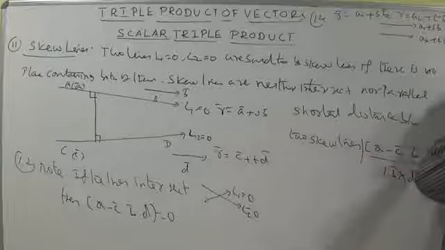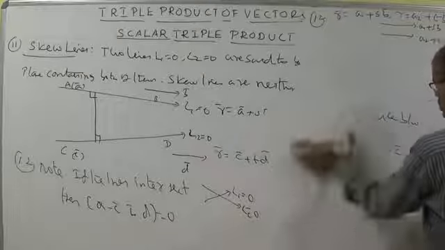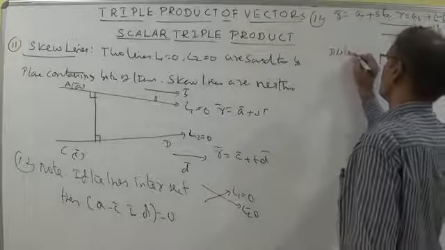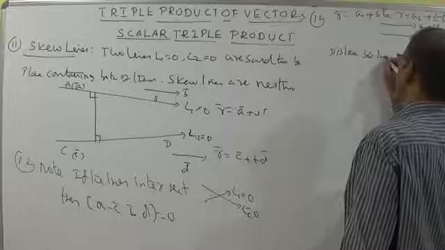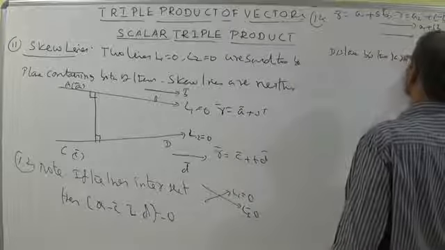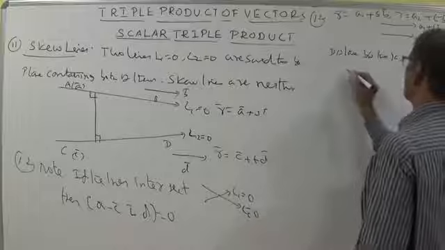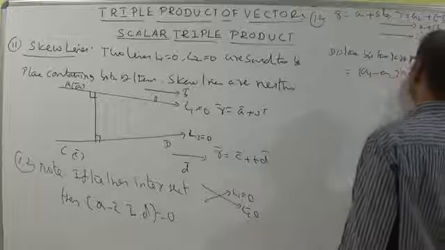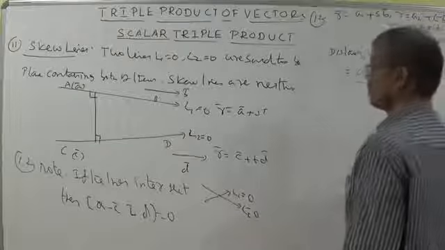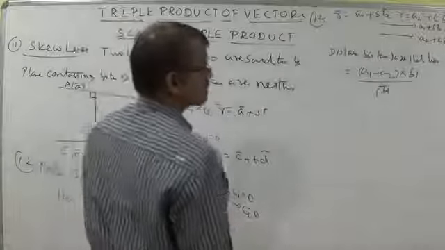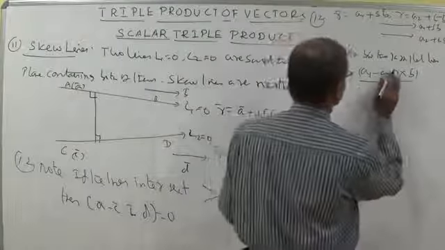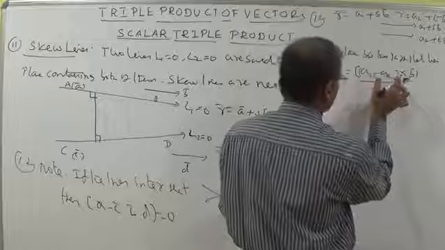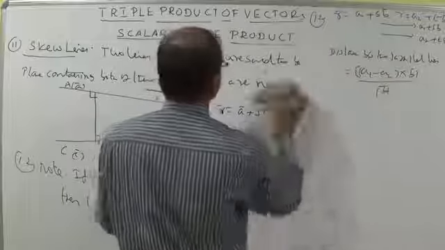Now we can write the distance between two parallel lines. Distance between two parallel lines is equal to modulus of A1 minus A2 cross B bar by modulus of B bar. During the same concept, box A minus C, B, D concept, here modulus of A1 minus A2, because B bar is the same vector, you can do nothing. So it is modulus of A1 minus A2 cross B bar by mod B bar, that's all.